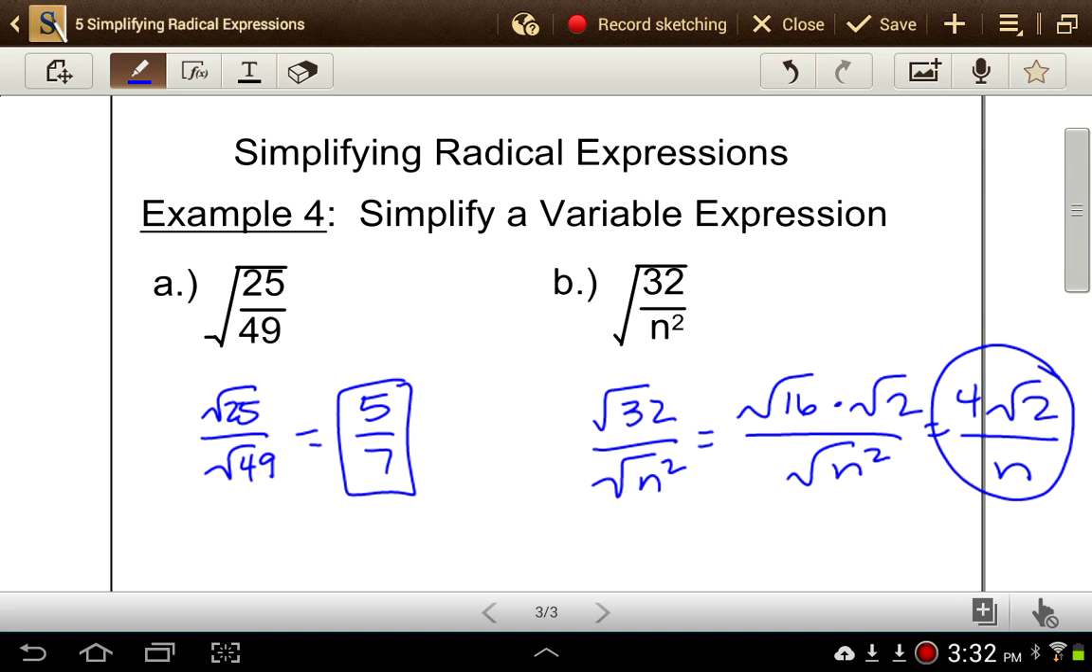Again, if you did 4 and then you said 4 and 8, remember 8 could then be 4 and 2 again. So you really want to make sure that the number that's remaining cannot be broken down further. You want to use the largest number possible.